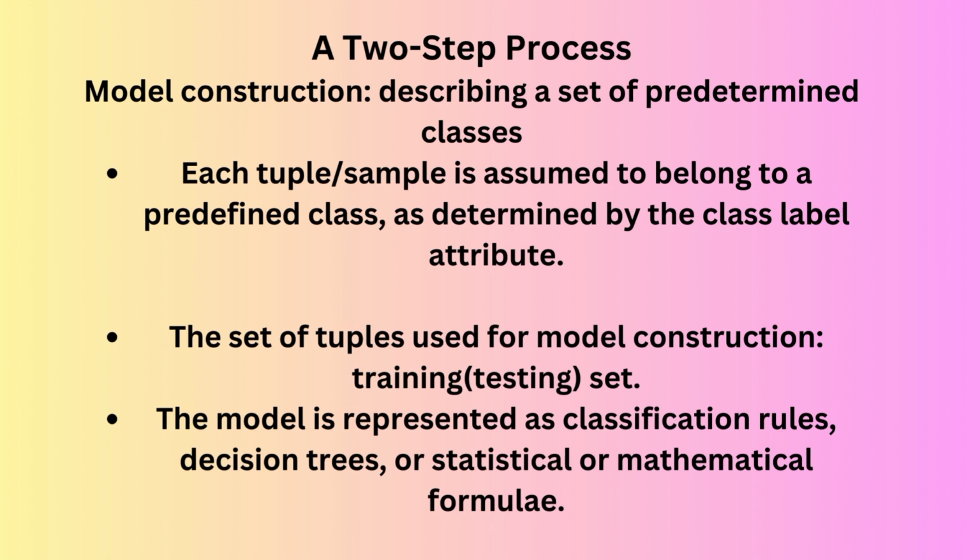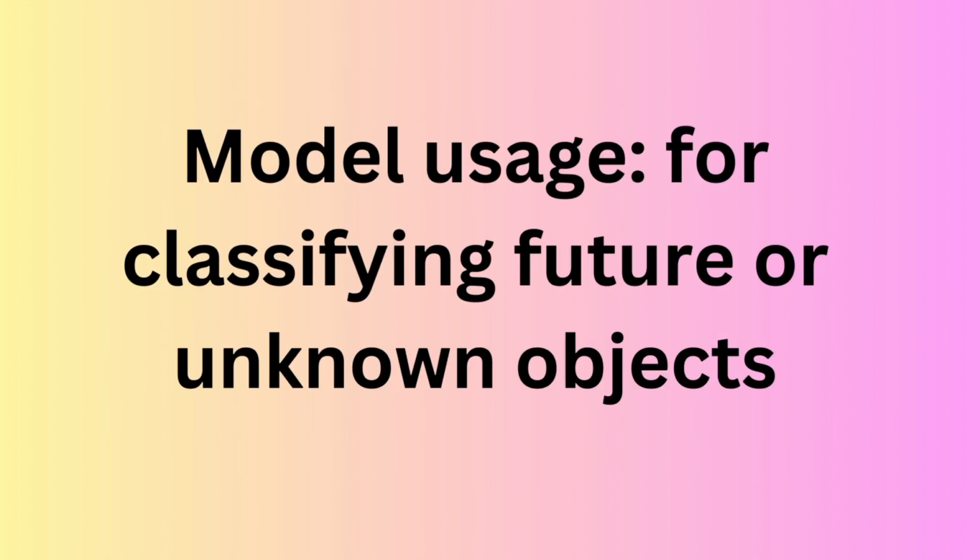A two-step process. Model construction: describing a set of predetermined classes. First, each tuple is assumed to belong to a predefined class as determined by the class label attribute. The set of tuples used for model construction is the training set. Model usage: for classifying future or unknown objects.